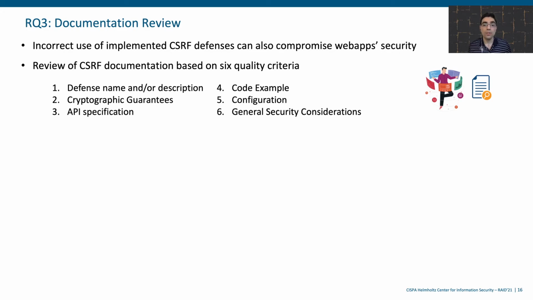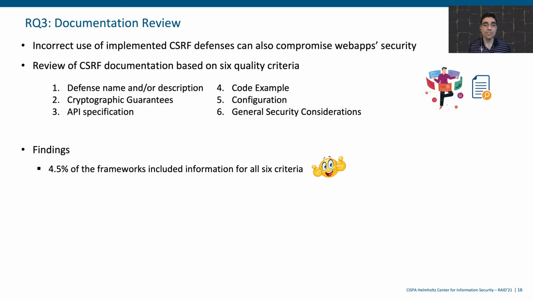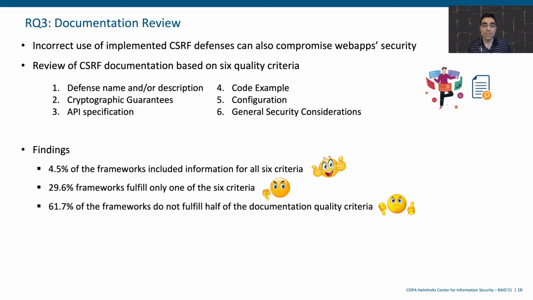We systematically reviewed the documentation of the web frameworks and ranked them based on these 6 quality criteria. Interestingly, we found that 4.5% of the frameworks included information for all of these 6 criteria, which is great. At the other side of the spectrum, however, we observed that around 30% of the frameworks fulfill only one of these 6 criteria. Finally, around 62% of the frameworks do not fulfill half of the documentation quality criteria.